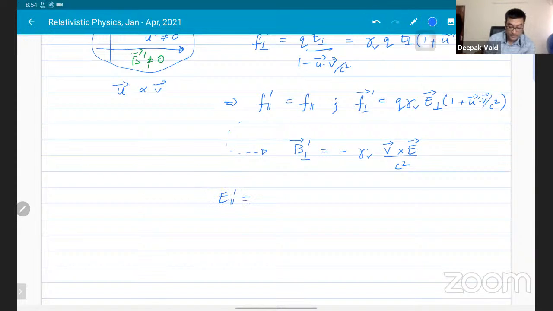E parallel prime is equal to E parallel, and E perpendicular prime is equal to gamma times (E perpendicular plus V cross B). All right.